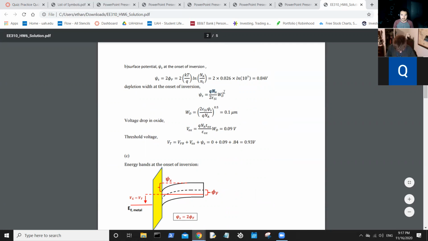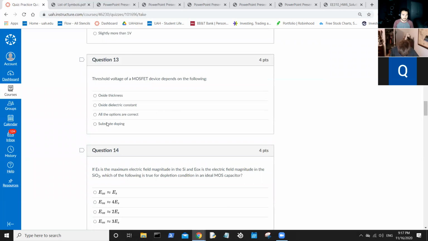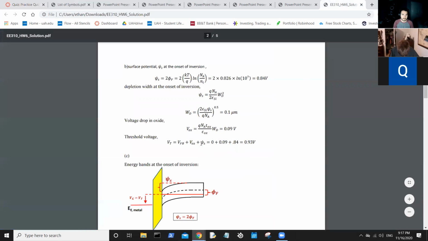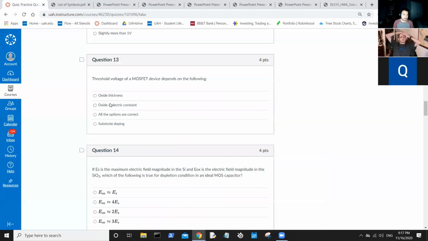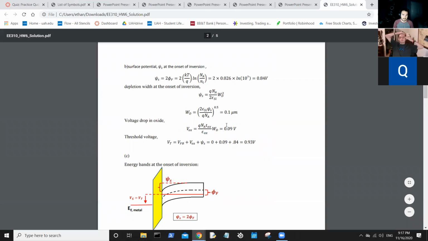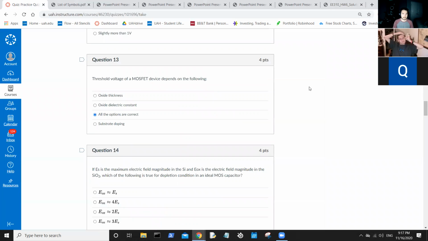Substrate doping is Na. That appears in here. Na also appears in VOX. So far, we can confirm that substrate doping does in fact matter. Now we look at the oxide dielectric constant. Where does that show up? Oh, cool. It shows up in V oxide. Well, now that means VT does depend upon that parameter as well, so now we can add that. Oxide thickness, what is that? Tox, that appears. Oh, what do you know? It's all the above. So that's just an equation inspection.